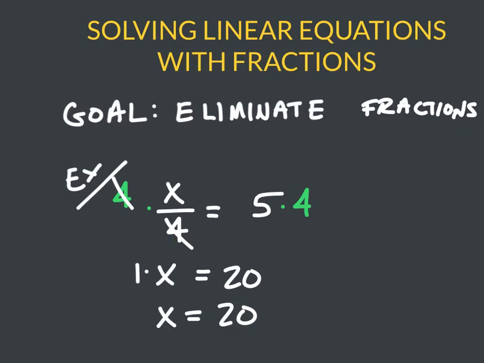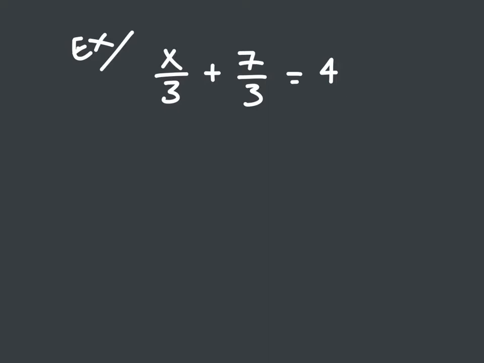So let's look at another example. An example like this where you had, say, x over 3 plus 7 over 3. So x over 3 plus 7/3 is equal to 4. This is hard. You can solve this without eliminating the fractions. However, what I want to do is just get rid of all my fractions, and that will make things a lot easier.